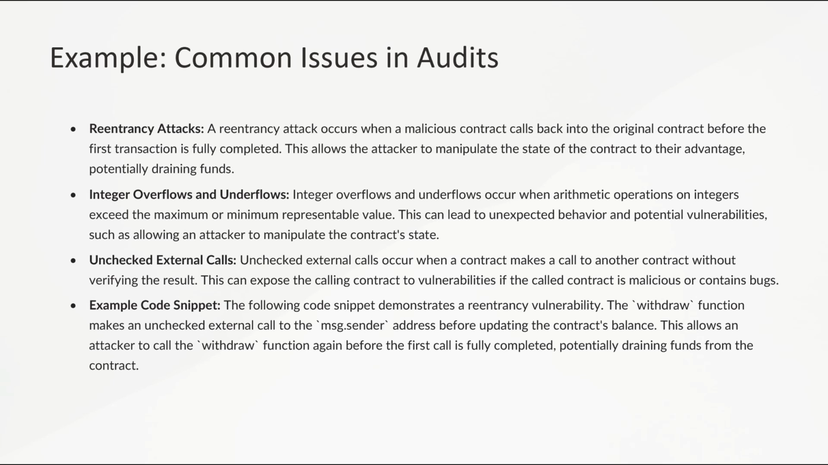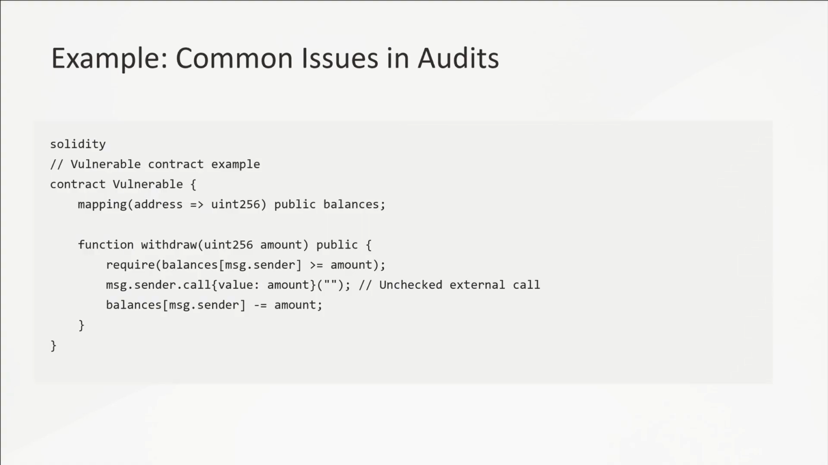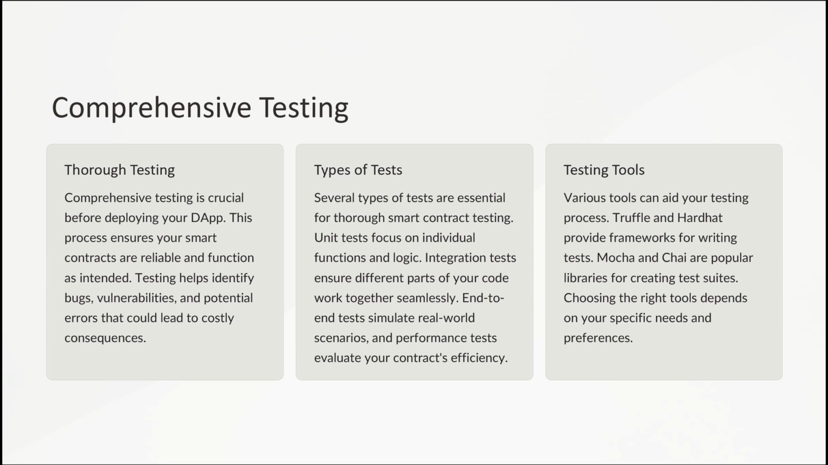Another common issue is integer overflows, where arithmetic operations exceed the maximum value, leading to unexpected behavior. Unchecked external calls can also expose contracts to risk if the called contract is malicious. For example, a withdraw function that allows users to withdraw funds without first updating the contract's balance is vulnerable to reentrancy attacks.